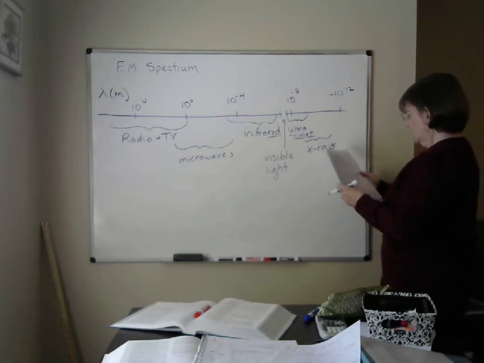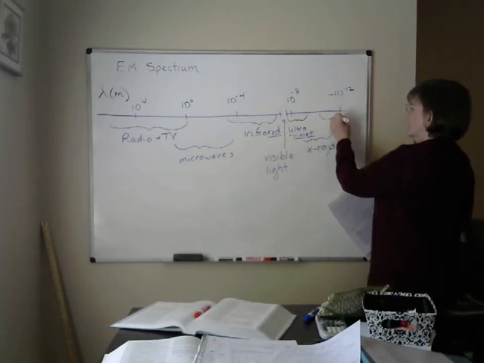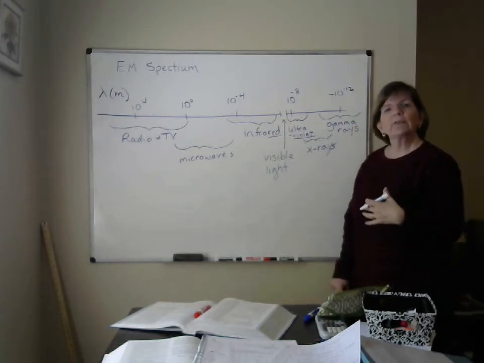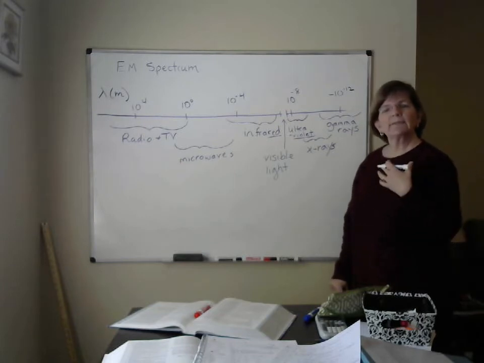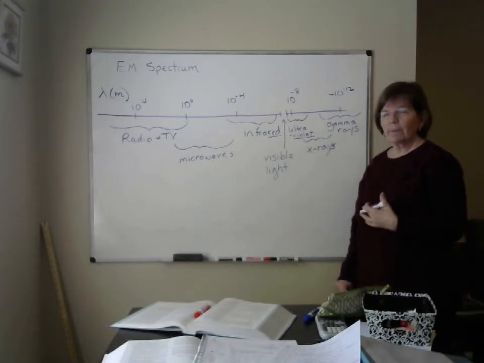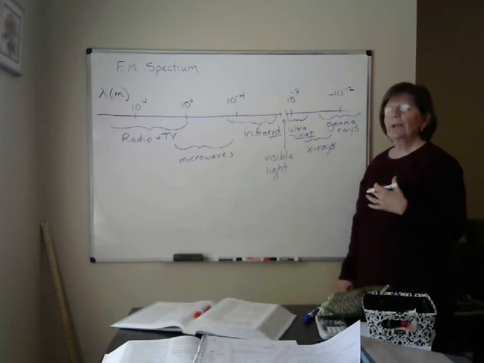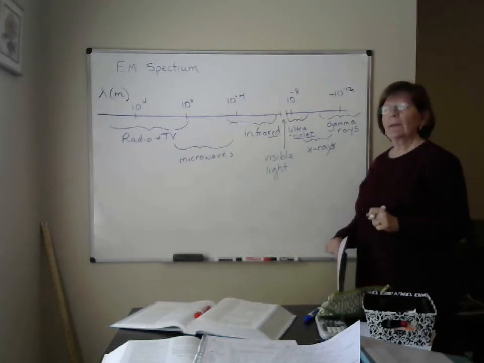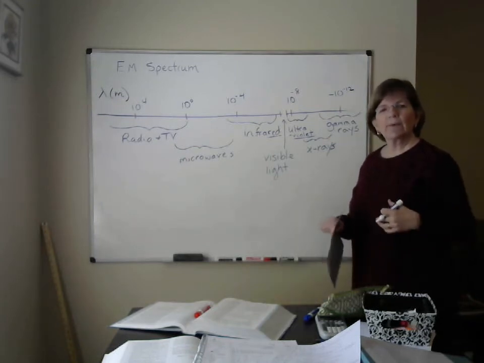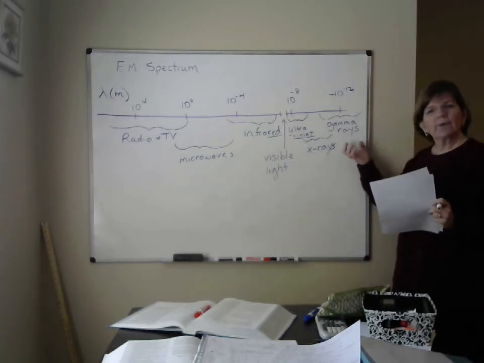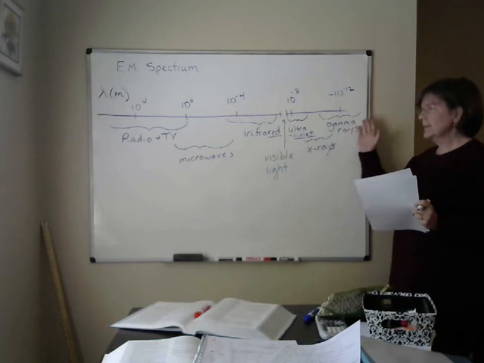And then finally, if we go even higher, we get into gamma rays. Gamma rays are the result of a nuclear reaction, radioactive decay. Gamma rays are the most dangerous of all types of electromagnetic radiation. When you watch movies and you see people with Geiger counters and we're talking about radiation, they're usually talking about the X-ray or gamma ray range. This is the really dangerous part.